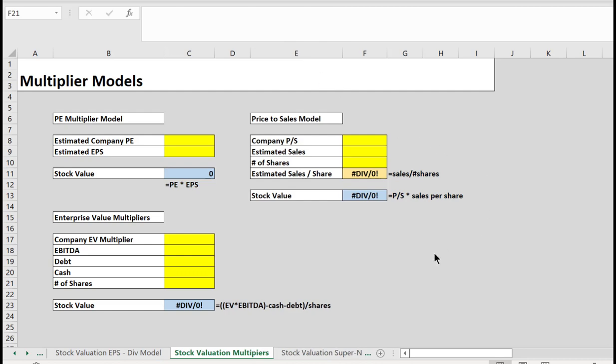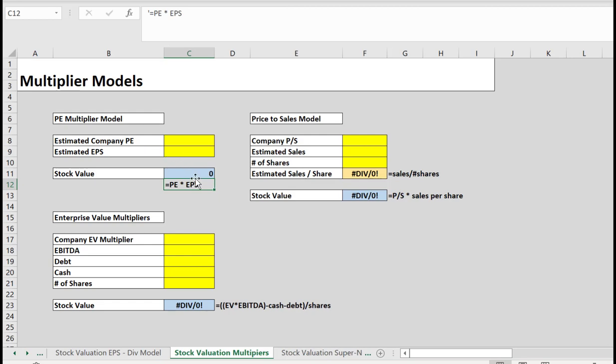So let's look at the first model, which is the PE multiplier model. The basic formula for value listed here is the PE ratio multiplied by earnings per share. Now, in this case, these are all forecasts, maybe 1 year out. So we're trying to establish what is the future value 1 year from now for this stock.